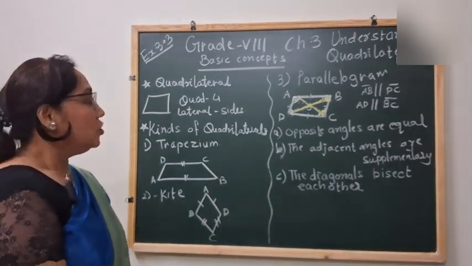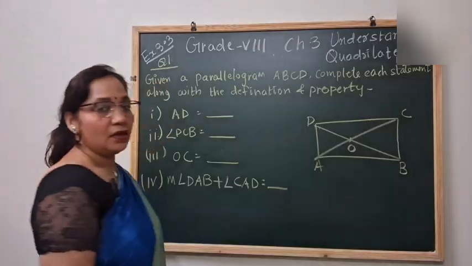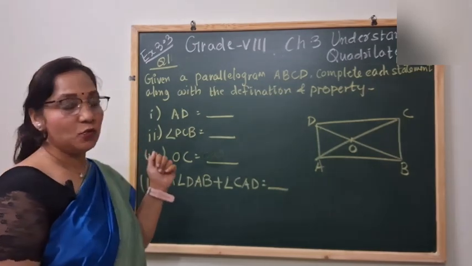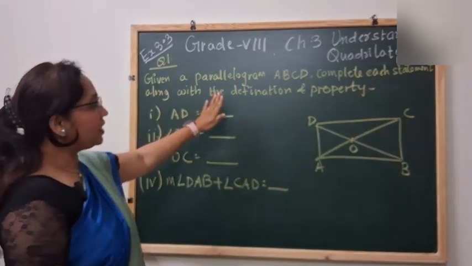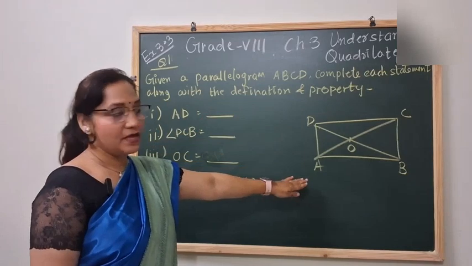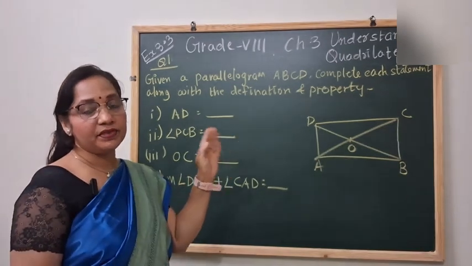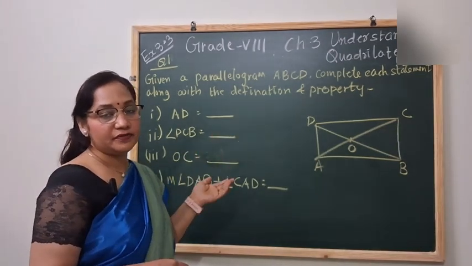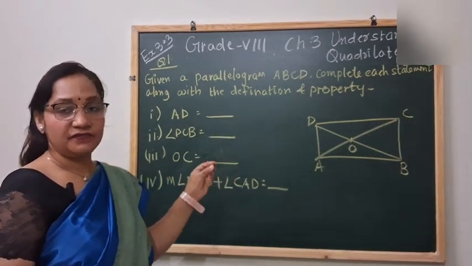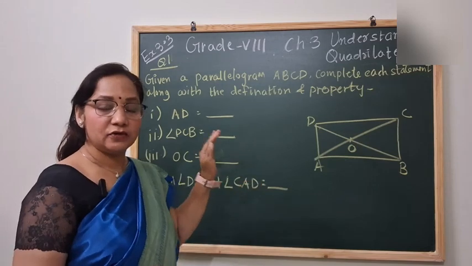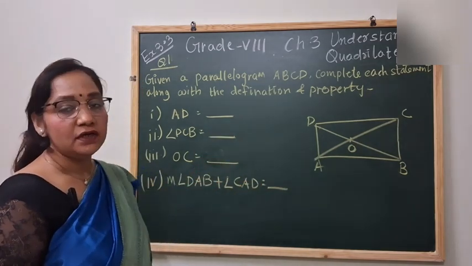Okay students, so let's start with the exercise. Let us start with question number 1 of exercise 3.3. Question 1 says, given a parallelogram ABCD, this is the parallelogram ABCD, complete each statement along with the definition or property. What are the definition and properties? We have studied the parallelogram, we have just discussed it. All those properties which we have discussed will be used here.